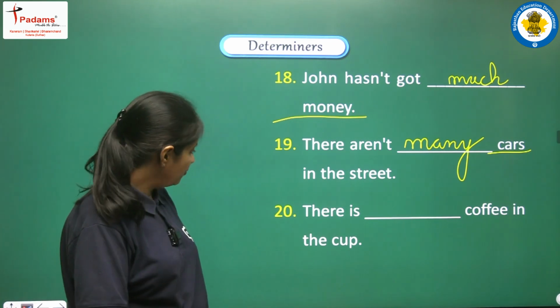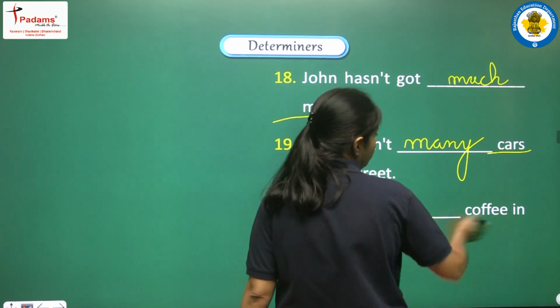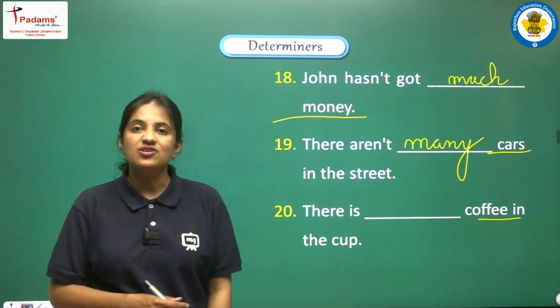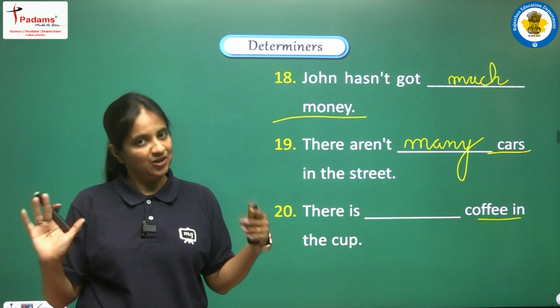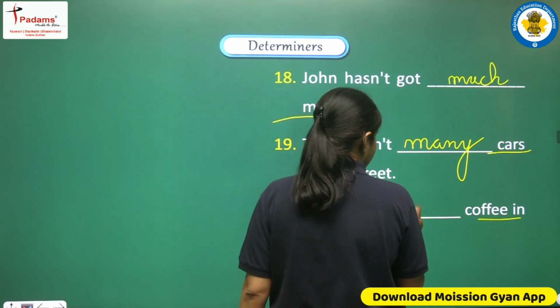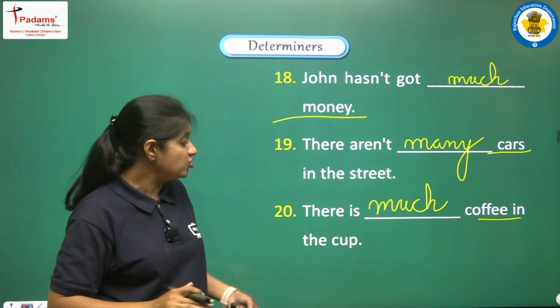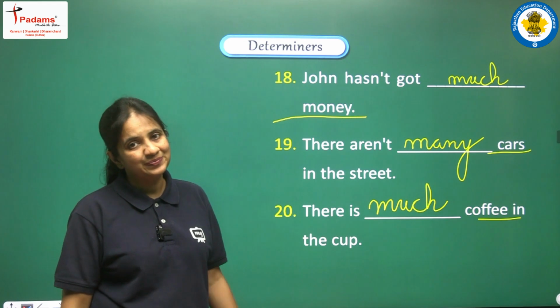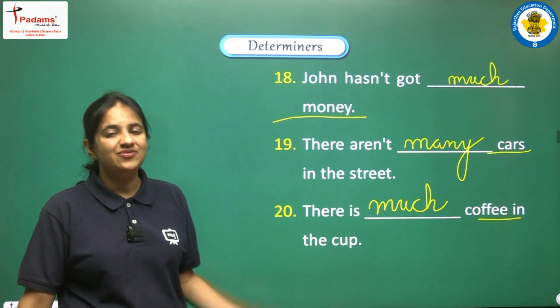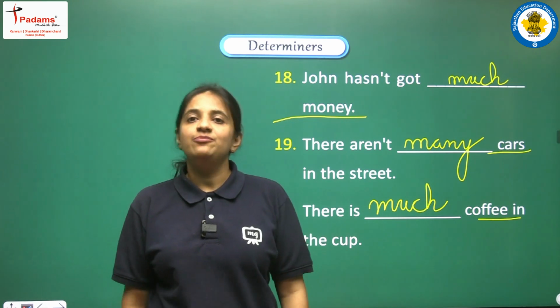Okay. Moving on. There is coffee in the cup. So here we are having coffee. So can you count coffee? No, we cannot count. It's an uncountable noun. So for that we have to write much here, and the complete sentence will be there is much coffee in the cup.